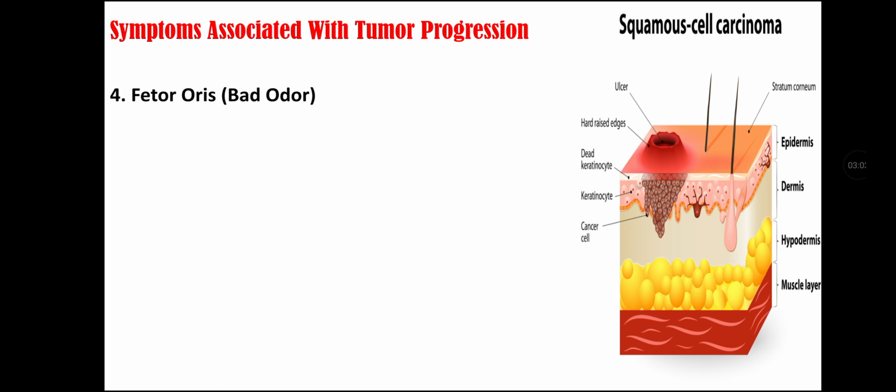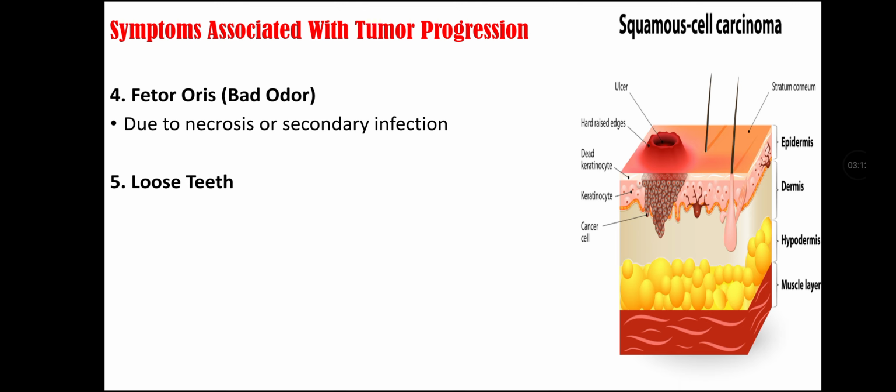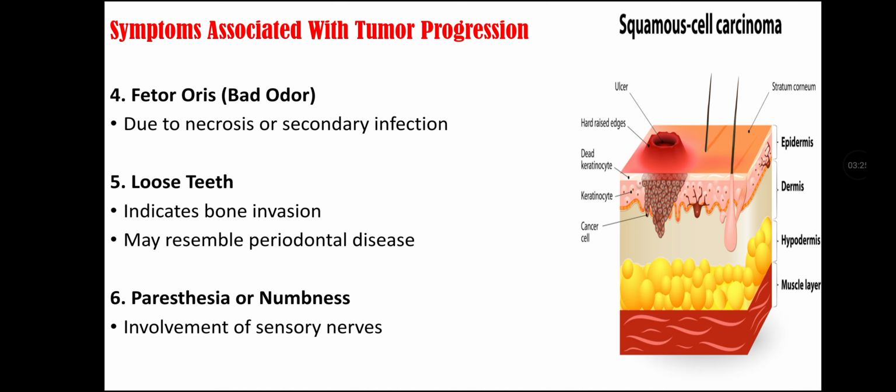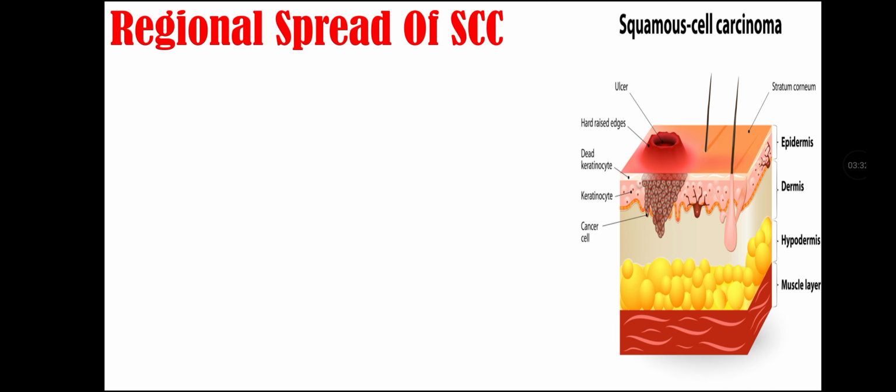Next symptom associated with tumor progression is fetor oris, that is bad odor. It is due to necrosis or secondary infection of the lesion. Fifth feature is loose teeth. It indicates bone invasion and it may resemble periodontal disease. Sixth associated symptom is paresthesia or numbness, that is because of involvement of sensory nerve and it suggests aggressive local invasion.